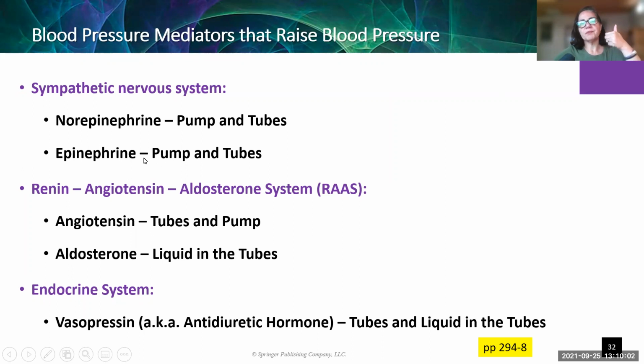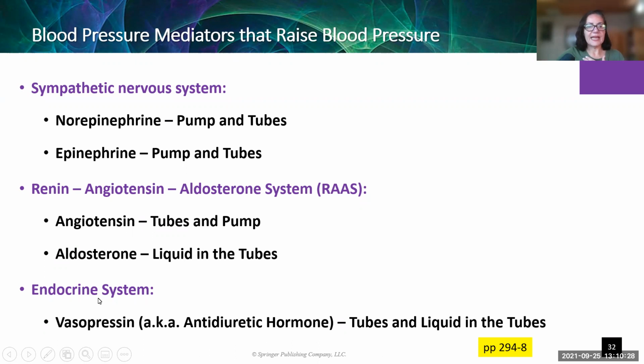Also coming from the adrenal glands, we've got epinephrine and some norepinephrine, the adrenaline rush, make the heart beat faster and the tubes squeeze harder. Then the renin, angiotensin, aldosterone system, these each in a variety of ways will cause the blood pressure to come up. As I said, I'll go over this in a little bit more detail on another slide.